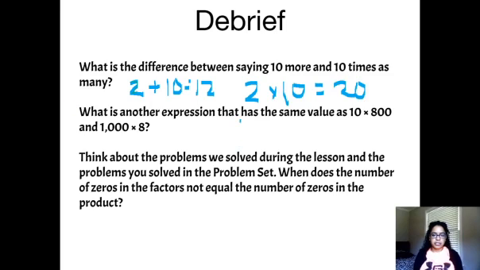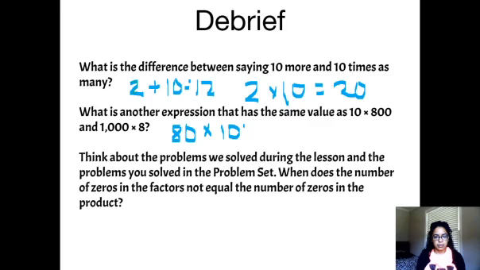What is another expression that has the same value as 10 times 800 and 1,000 times 8? So we could do 80 times 100.